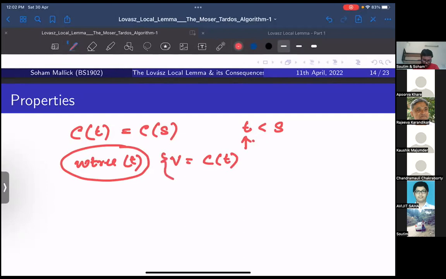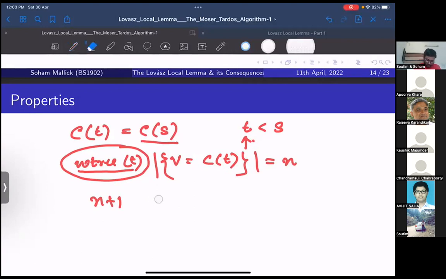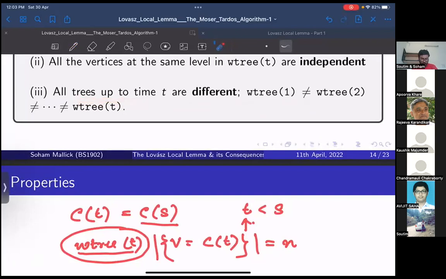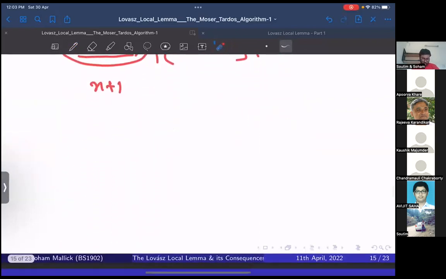We call the cardinality of that n. So there are n vertices in the witness tree T which are exactly equal to CT. Now CS has at least n plus 1 such vertices. This is clear because at time point S, I have again included the same value. So essentially the sets of vertices of witness tree T and witness tree S are not the same, and so they're different. At different time points we'll get different witness trees, and this will help us prove what we want to show.